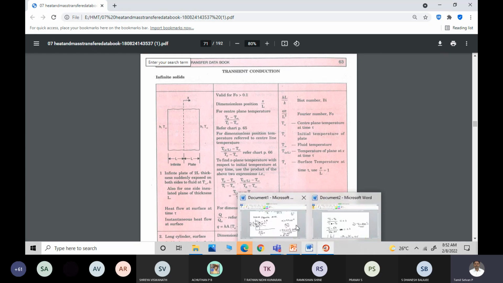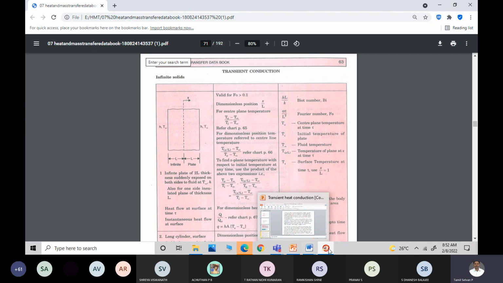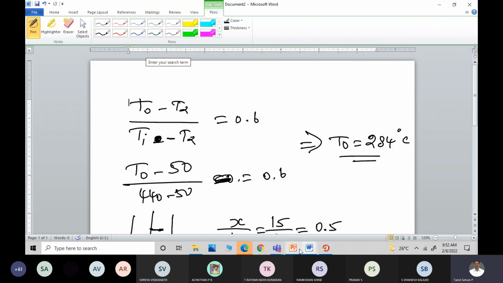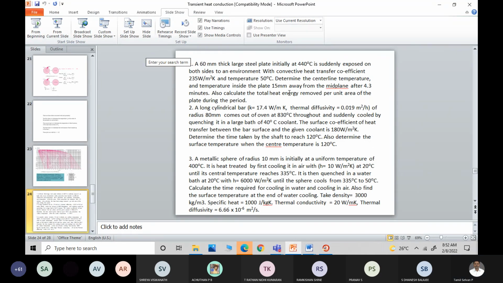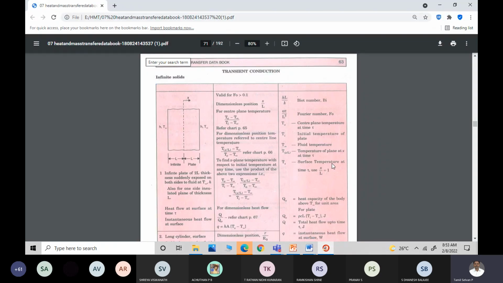Finally, there is one more thing asked in the question: the total energy removed per unit area of the plate. We have calculated the temperatures. How do we calculate the total heat energy removed per unit area? Again, you have to go back to the chart on page number 67.